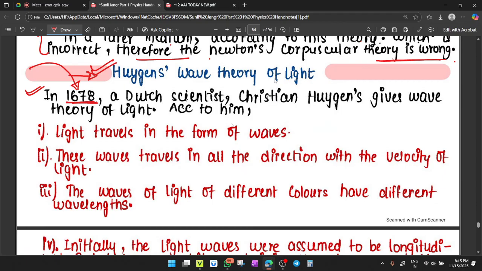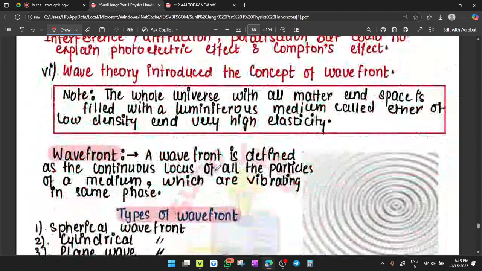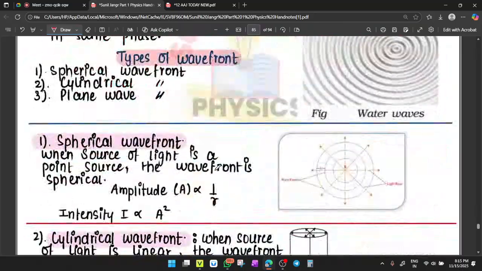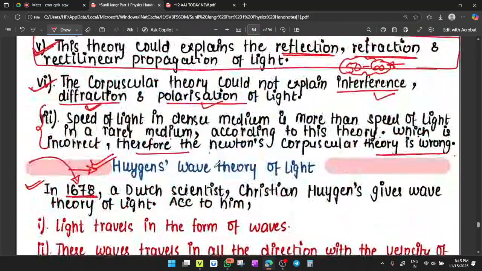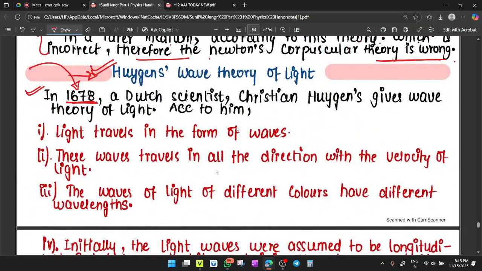But even after presenting his wave theory, for many years people were not ready to accept Huygens wave principle, till Thomas Young came. You will see after the coming of Thomas Young, the wave theory of light was established. Clear?